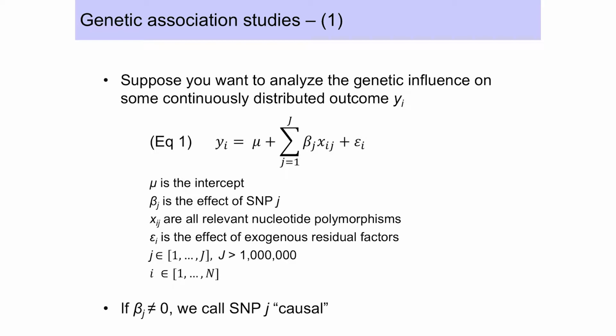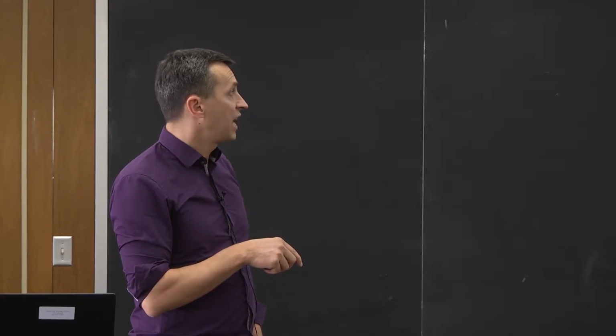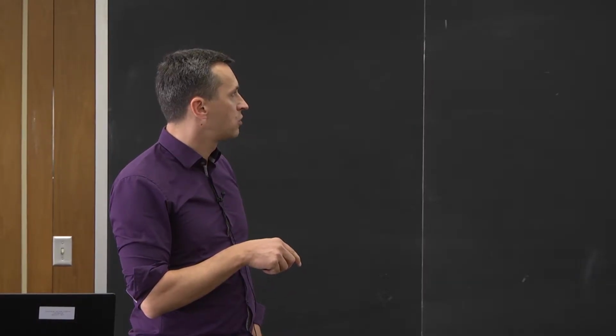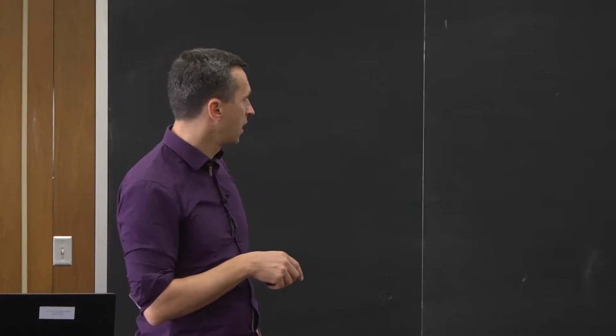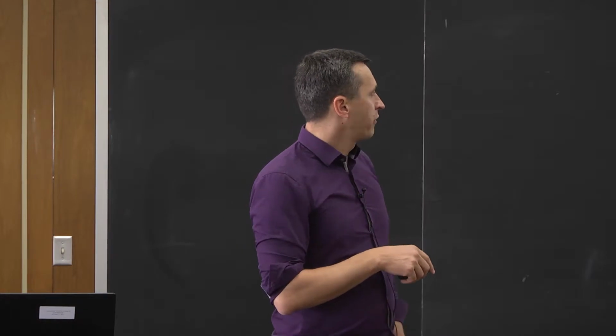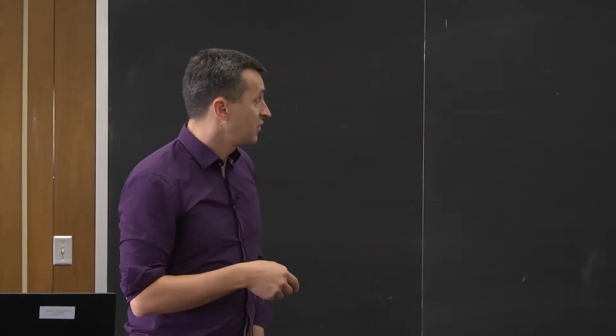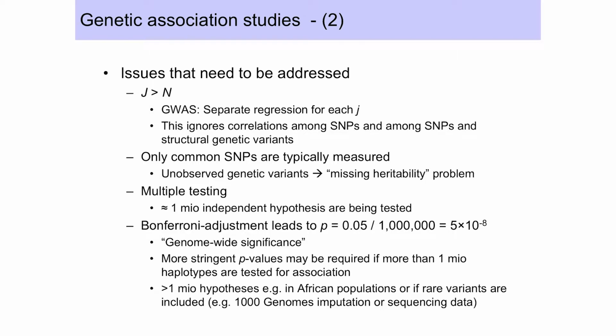We would now say that a genetic variant is causal if its true effect size beta is not 0. Okay? Now, one of the challenges here is that, as I just said, you're going to have millions of genetic markers, so the j index is going to run in the millions. But you're only going to have n observations that you can regress on, and the n is typically going to be much smaller than a million.